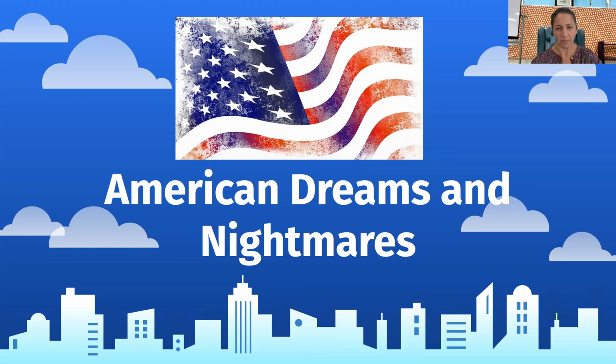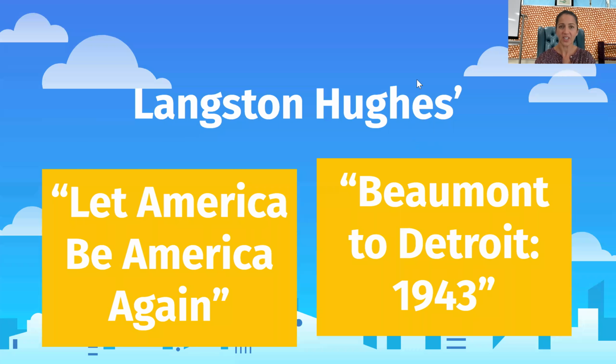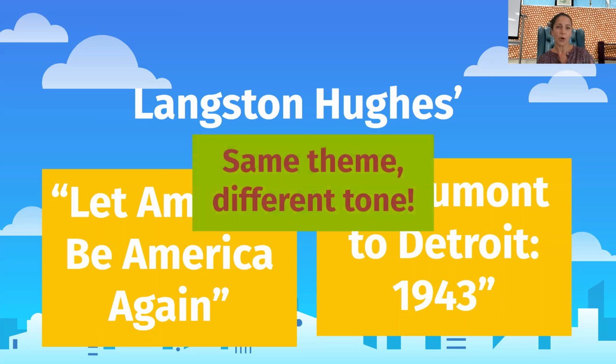So we're going to be starting a new activity in our American Dreams and Nightmares unit. Today we're going to be comparing two poems, both of them written by the same author, Langston Hughes. One's called Let America Be America Again, and the other is titled Beaumont to Detroit, 1943. Here's the catch, guys. Both of these poems have the same theme, but they use different tones.